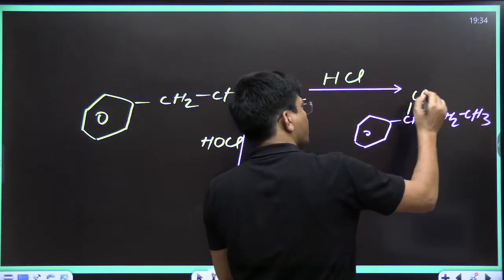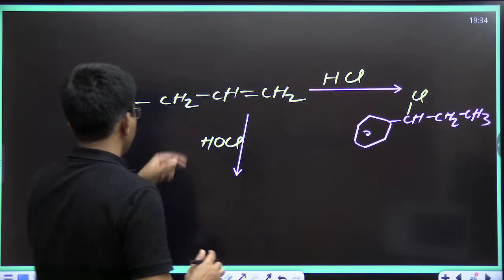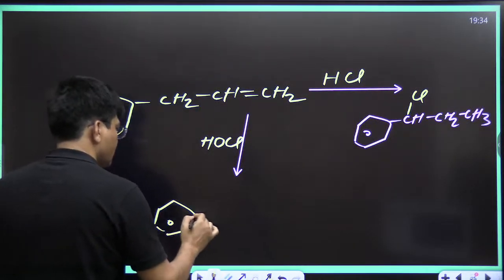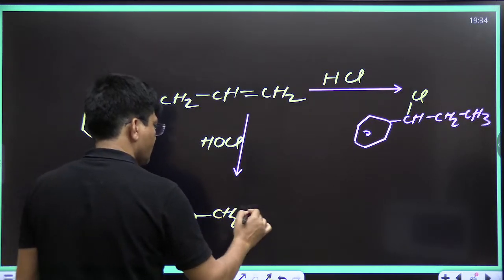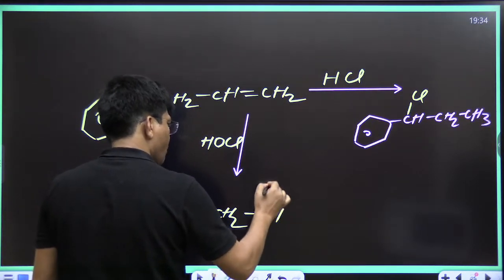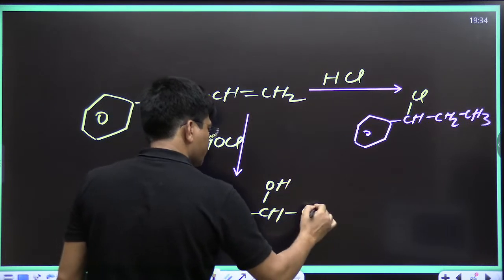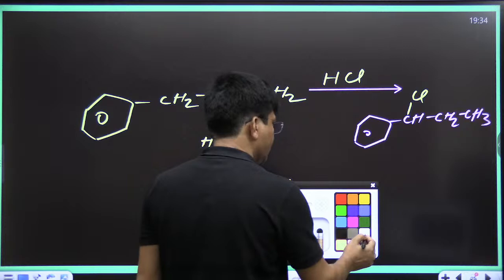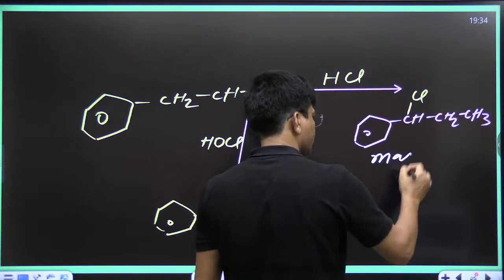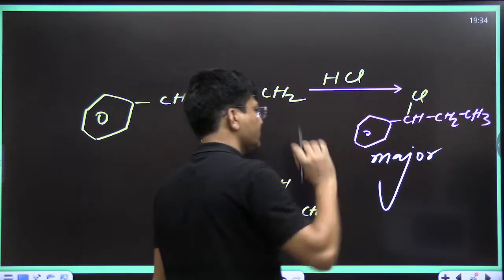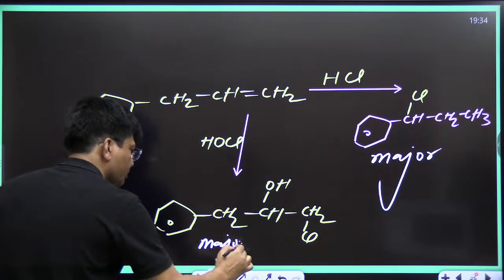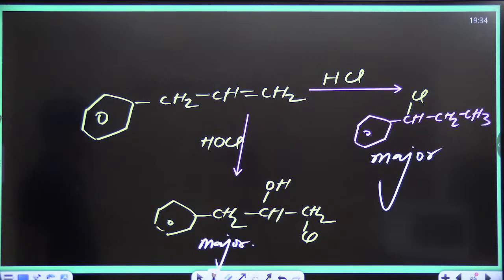Cl is attached over there. Now in this case, the major product will be like this, CH2, CHOH, and CH2Cl. Agreed or not? For the major product, I have written two types of products. In this reaction, this is major according to me, and this is major according to me. What do you say, kids? Are you agreed or not?